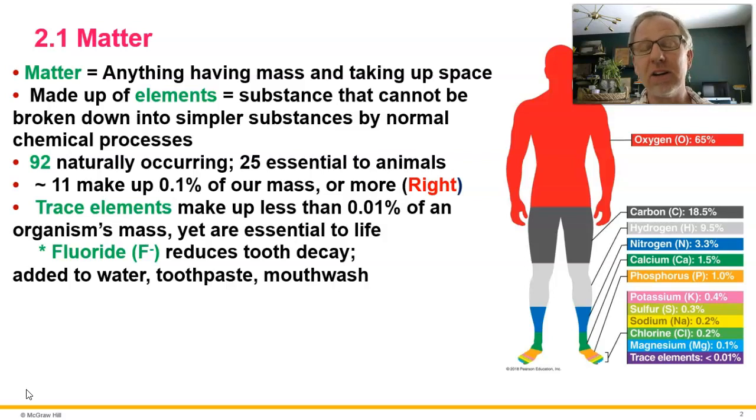Iodine is another trace element that you need to have enough of, or you can have thyroid problems, your neck, and it leads to some serious illnesses. Iodine is often added to salt, like table salt, so that way people get enough iodine. So this is just an introduction to what matter is, what elements are, how many different elements there are, and which ones are important to us.